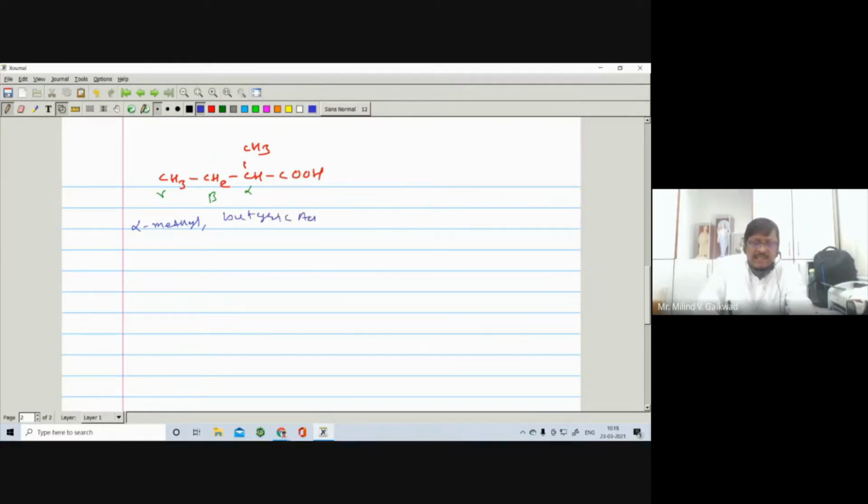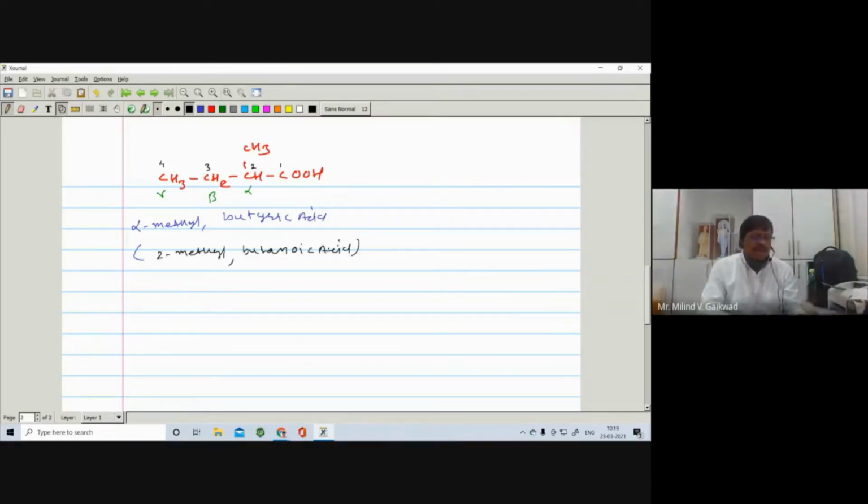In the IUPAC name, you have to give the numbering 1, 2, 3, 4, and numbering starts from carbon number 1. At 2 there is a methyl, so 2-methyl, and it contains 4 carbons. 4 means butane. E is replaced by OIC acid, butanoic acid. So in this way, if there is branching, you can write the name of the compound. Some other examples have been given in your book. I think you can write them yourself.